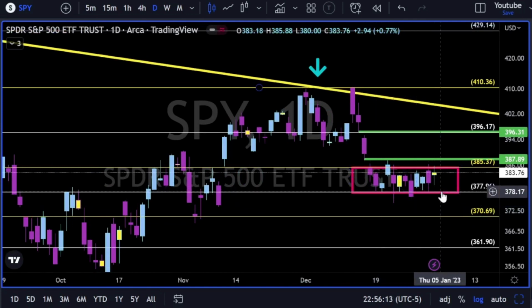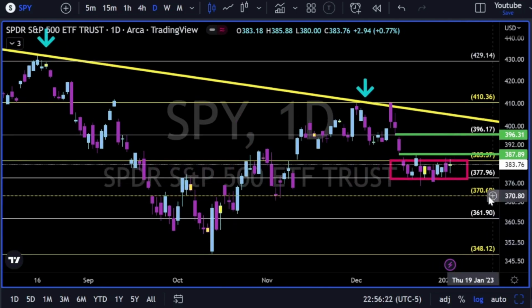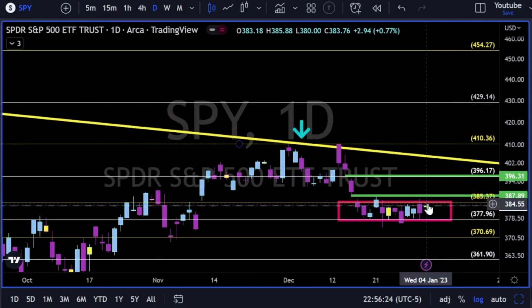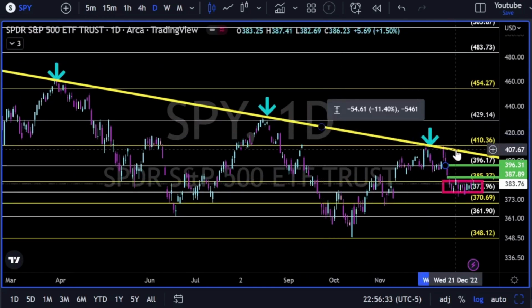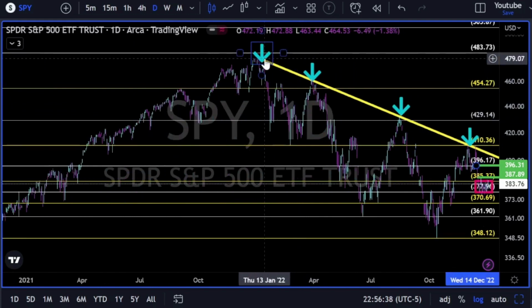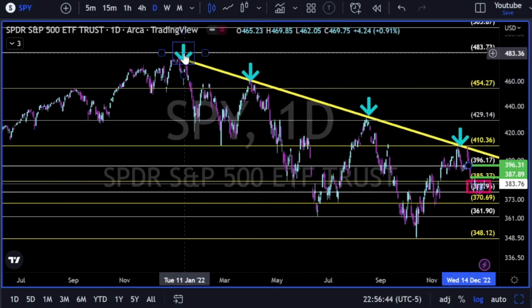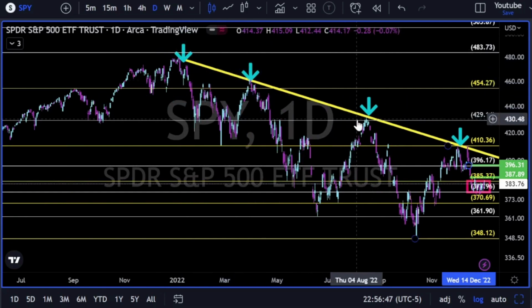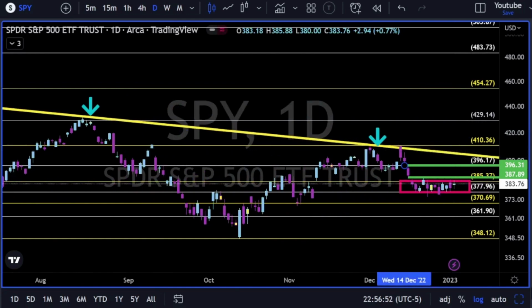We can wait for a break below the 377 to the downside, and we have these levels to follow as support for the future, or a break above the red box towards this gap here and this gap here, and maybe once again going to retest this yellow trend line. This yellow trend line is a very major resistance for price since January 2022. As we can see, zooming out, every time price reaches this area, the yellow trend line, it's getting rejected.